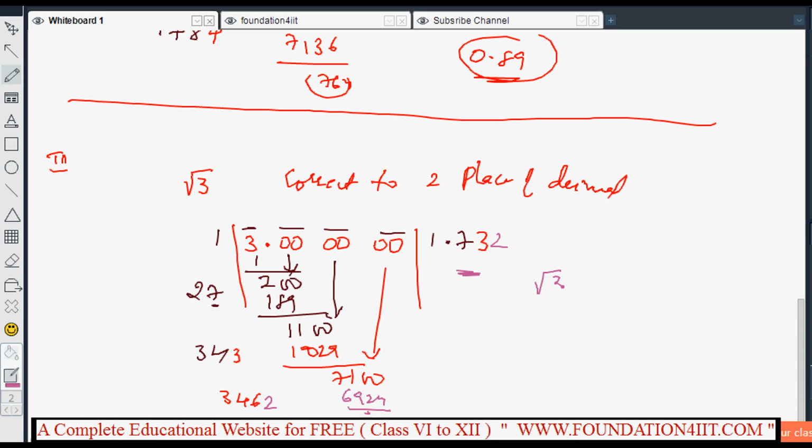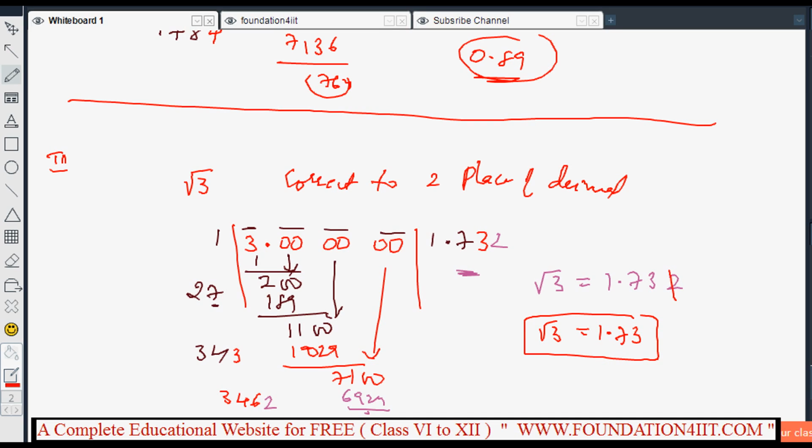So the square root of 3 is equal to 1.732. The third place is less than 5, which means we can neglect it. So the square root of 3 is equal to 1.73. This is the way we can find the square root of numbers which are not perfect squares, and also decimal numbers. How many places we need, that many places we need to find out. Up to which place we require, we have to find one more extra place, then we need to round off.